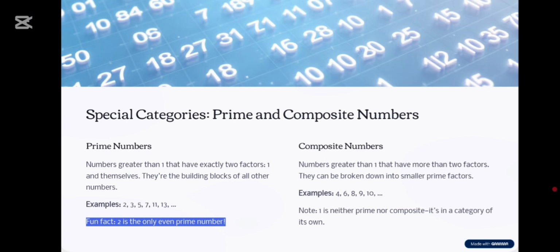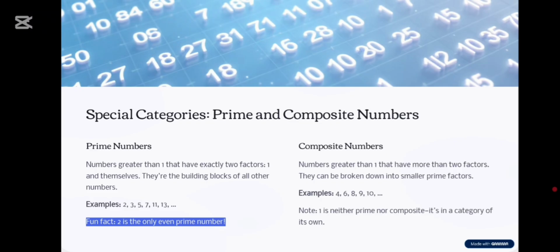Now composite numbers. These are numbers greater than 1 that have more than 2 factors; they can be broken down into smaller prime factors. For example, 4. The numbers that can go into 4 are 1, 2, and 4 itself, so it has more than 2 factors. Mind you, a factor is a number that goes into a given number without leaving a remainder. We also need to understand that. So 4 has more than 2 factors: 1, 2, and 4 itself.